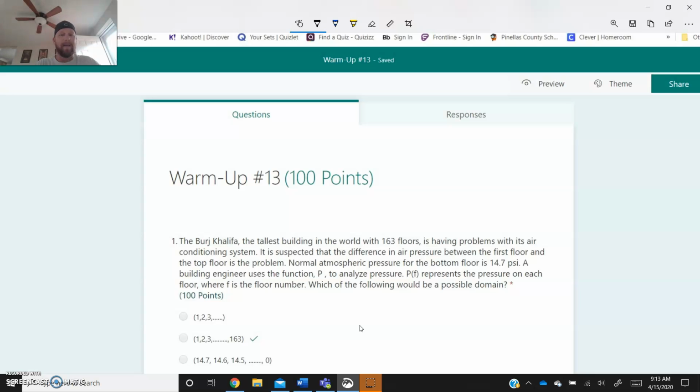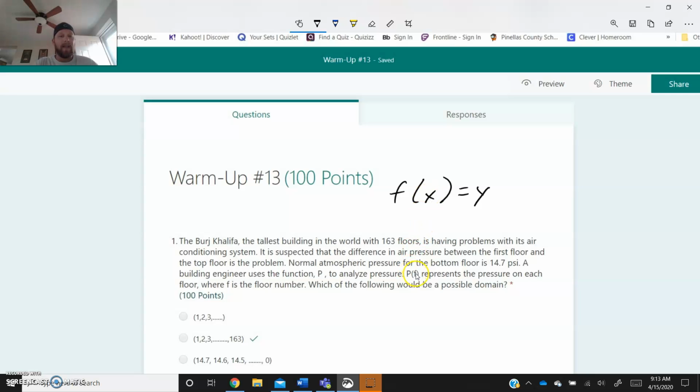Okay, look for key things. It's a building. It has 163 floors. Well, you know, it starts with floor number 1 and goes up to 163. Things you need to know. P of F: whenever you see anything like that, it looks a lot like f of x. And remember, f of x represents y. So this right here is y. That will give you your output. But remember, you see that x in the middle? x is your input, domain, things like that.